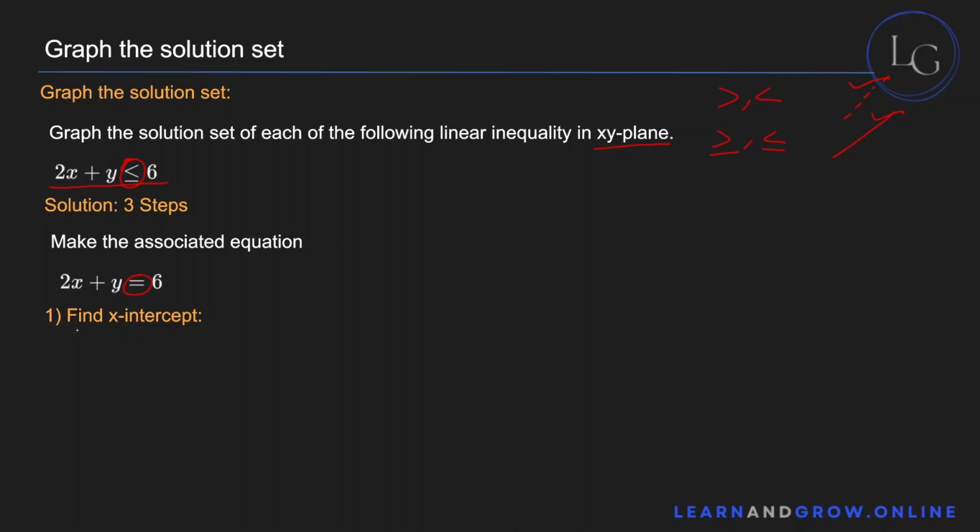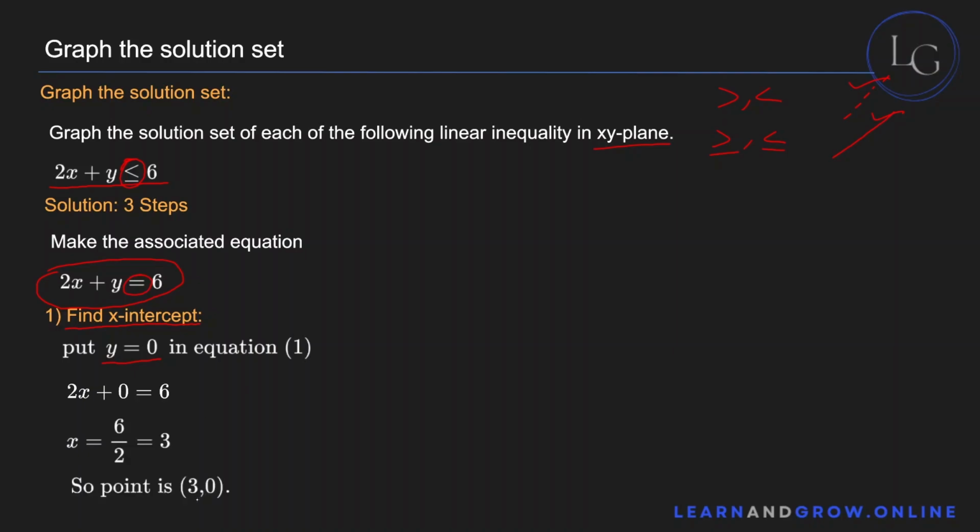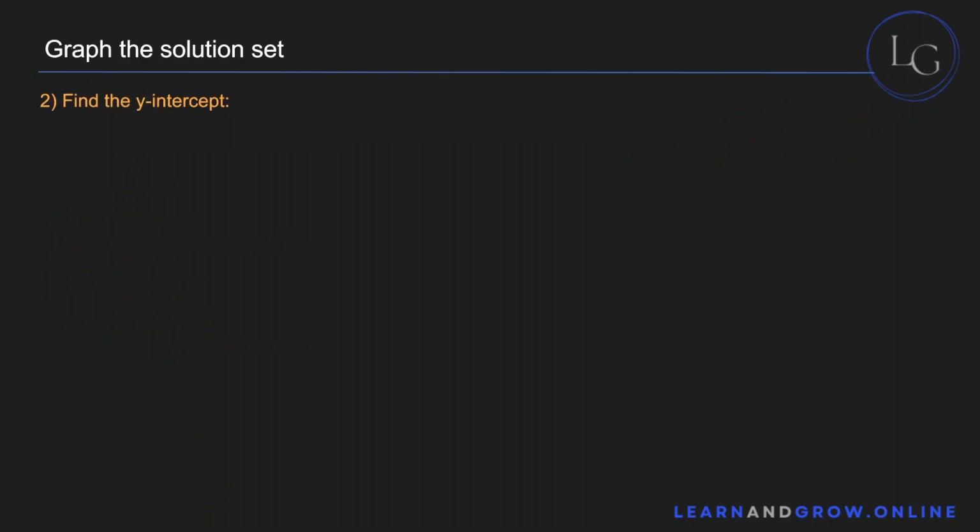Now the first thing that you have to do is find the x-intercept. In this particular case we only have one inequality, but if you have 2 or 3 or 4, you have to find the x-intercept for each and every one of those. So the first step, find the x-intercept. How do you do that? Well, you plug in y is equal to 0 in the associated equation, which is this one over here. When you do that, you get the value of x, and that is 3 in this case. So the x-intercept is the point (3, 0). Simple. Now the second step, find the y-intercept.